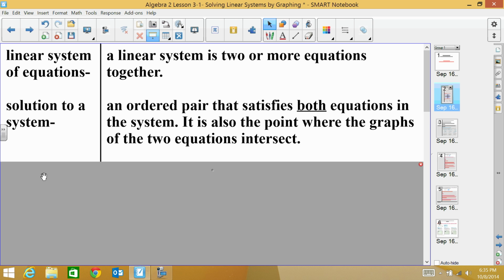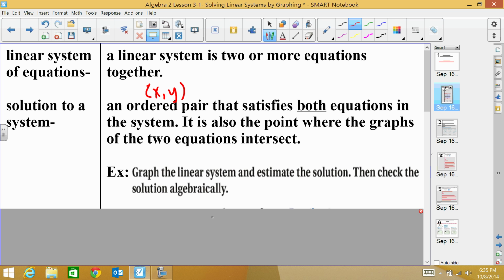A solution to a system is an ordered pair that satisfies both equations in the system. So what that means is, remember, an ordered pair is just a coordinate. So we have an x, y ordered pair that satisfies both equations in the system. So if I have a point and I plug it in for x and y into one equation, it must also work for the other equation to be the solution to the system. It is also the point where the graphs of the two equations intersect. So we'll find that a little later.